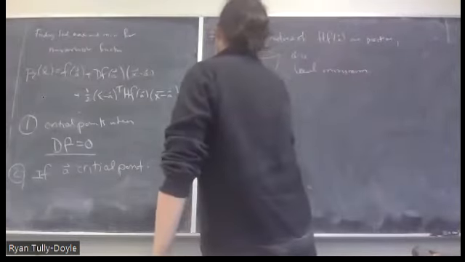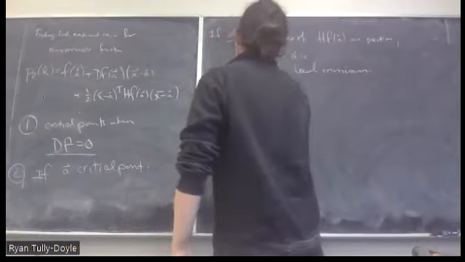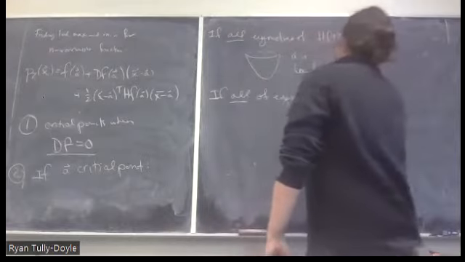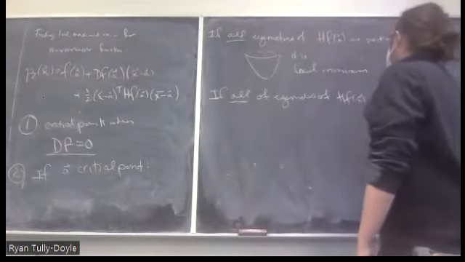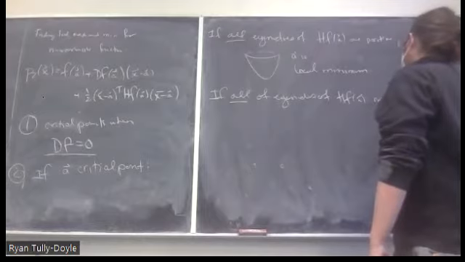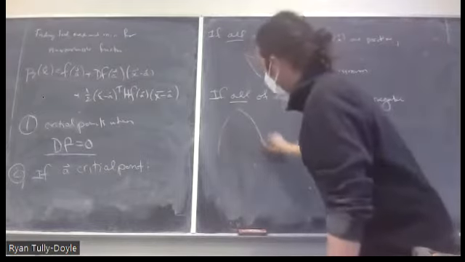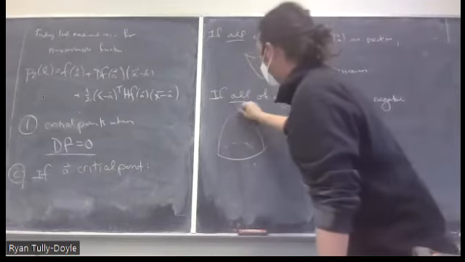If all of the eigenvalues of Hf at A are negative, then you're concave down in every direction, and you're at a local maximum.